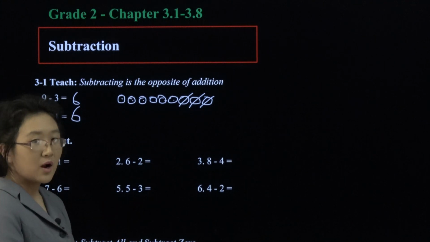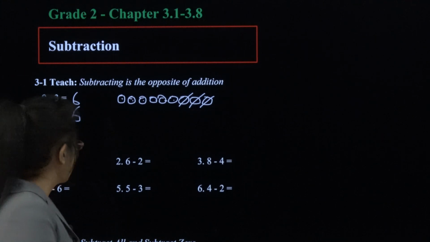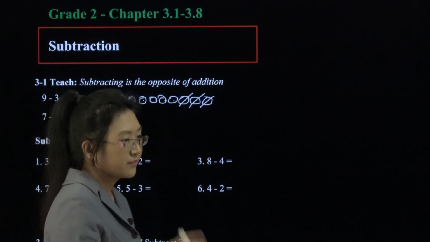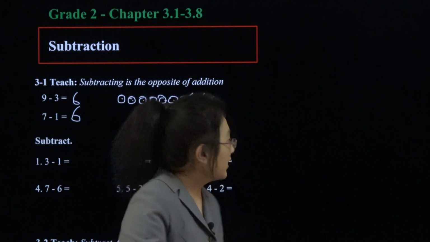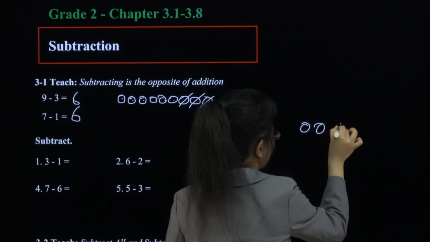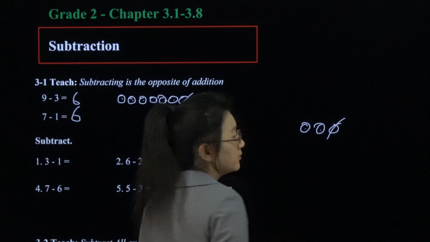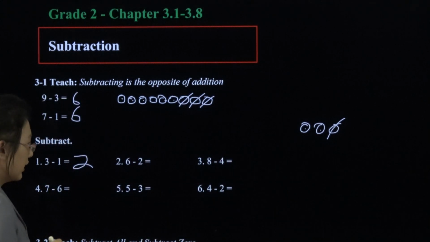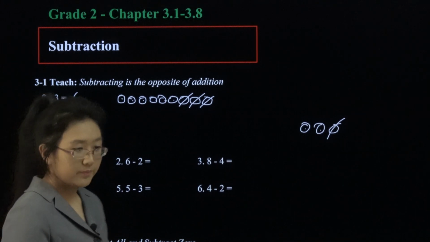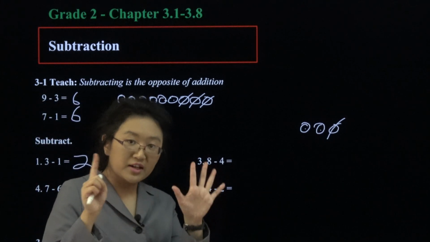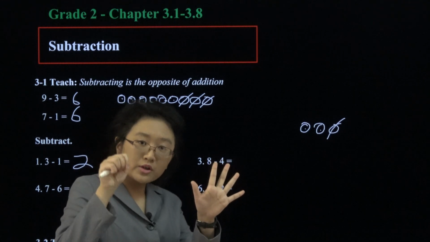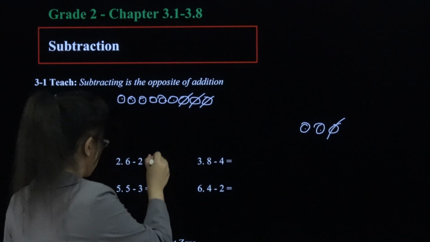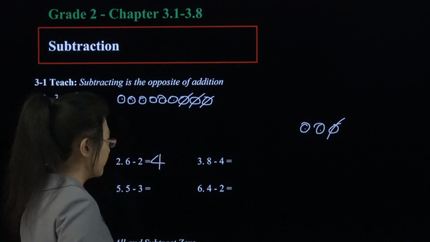Now let's do some practice problems. Our first question is 3 minus 1. Now we have 3 things, and then we take away 1. How many is that? 2. So 3 minus 1 equals 2. What about 6 minus 2? So we have 6 things, and then we take away 2. 1, 2, and we get 4. 6 minus 2 equals 4.